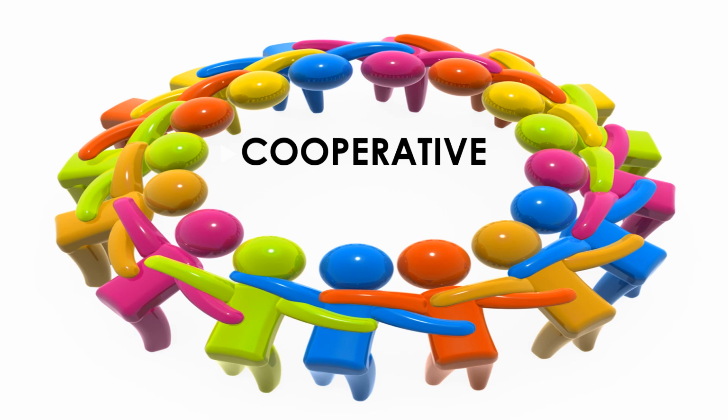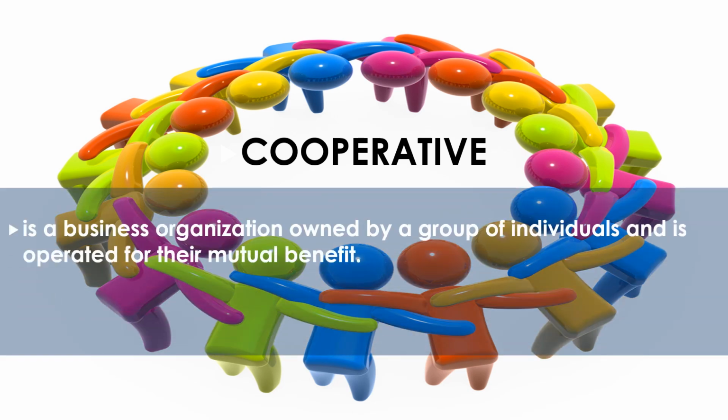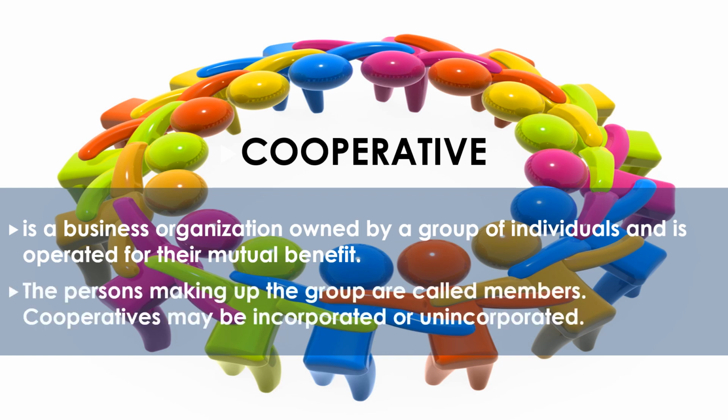Next, we have here the cooperative. A cooperative is a business organization owned by a group of individuals and is operated by or for their mutual benefit. Okay? So the persons making up the group are called members. So members. Cooperatives may be incorporated or unincorporated.